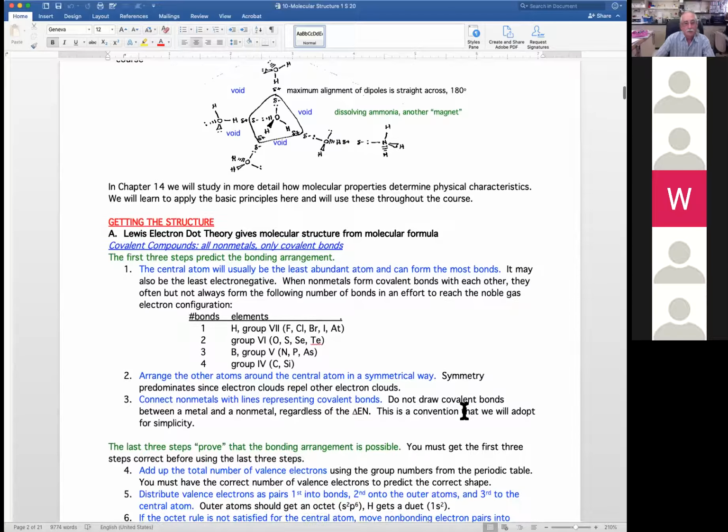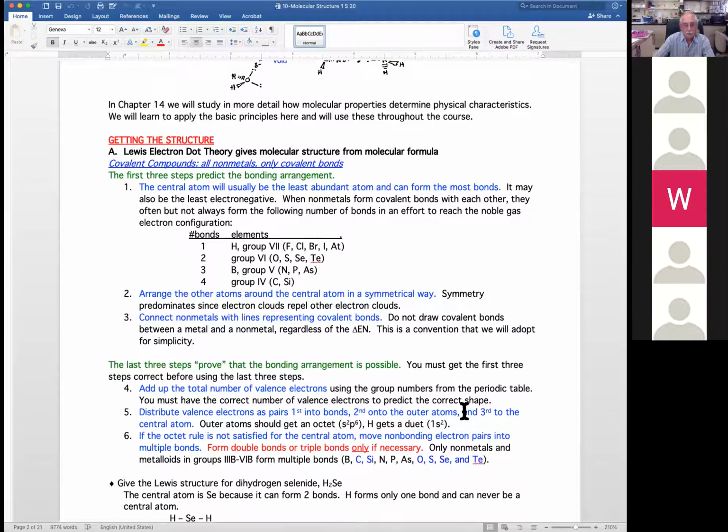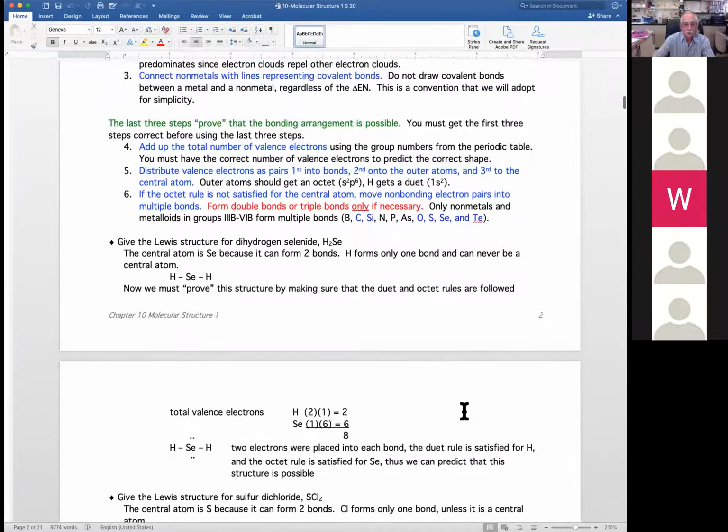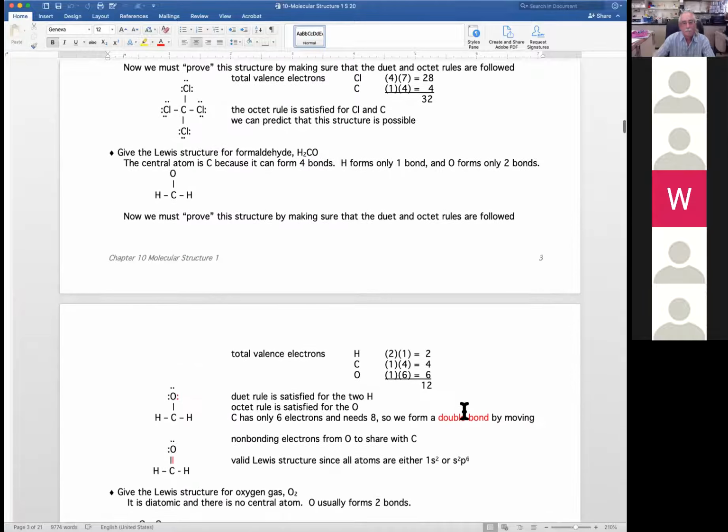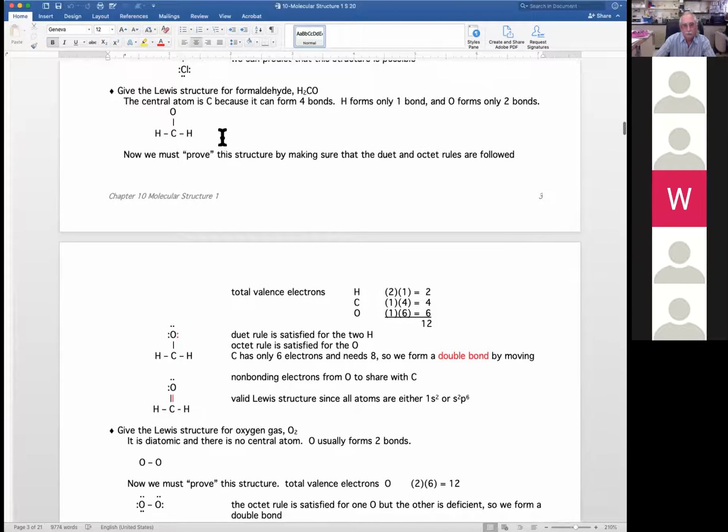Anyway, so then I went through part A in a lot of detail. And so several examples here. And occasionally you might have to make a double bond, maybe even a triple bond, rarely, just to satisfy the octet rule. Okay, so if you look at what we did for formaldehyde here, first of all, the central atom could have been carbon or oxygen. So then I had to go with which one forms the most number of bonds. Carbon forms 4, oxygen forms 2, right? So that's what I predicted.